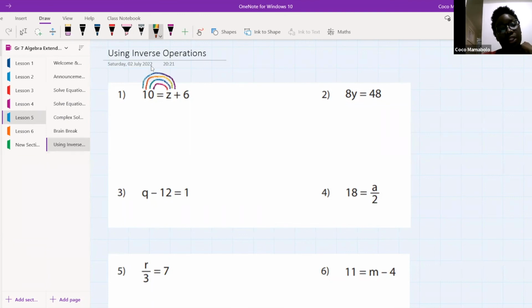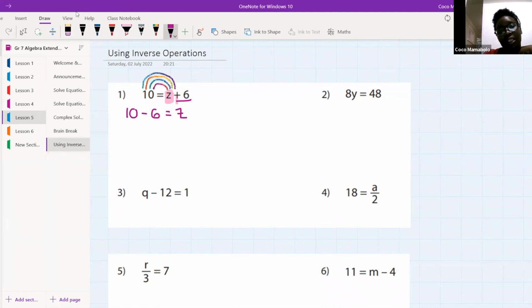What we're going to do is an opposite operation on the numbers, or the constants, that are sitting on their own. Do you know how to do the opposite operation or the inverse operation, Nondumiso? Yes, ma'am. So now I want Z all by itself, sitting on its side of the equal sign. That means I have to take positive 6 over the rainbow. What is positive 6 then going to become? Minus 6. Good. So I'm going to have 10 minus 6 is equal to Z.